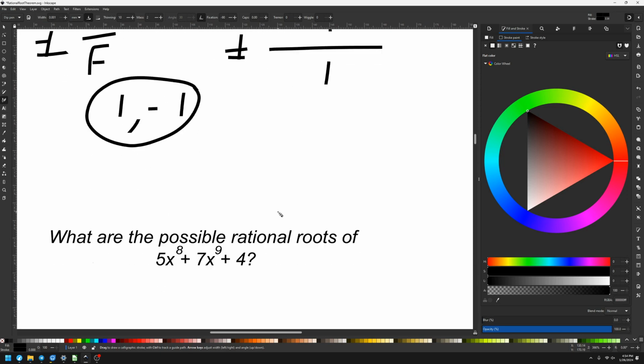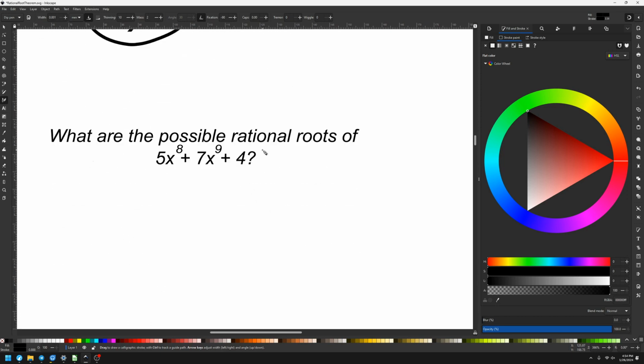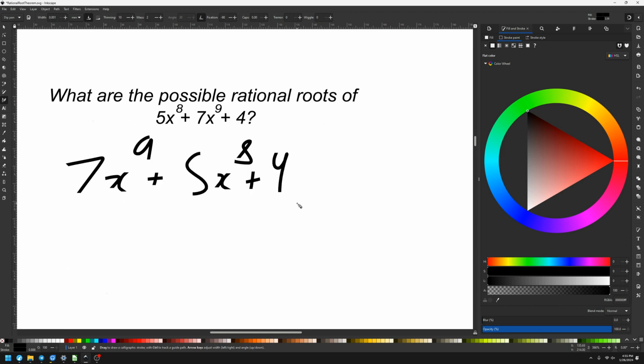Okay, next problem. What are the possible rational roots of 5x to the 8th plus 7x to the 9th plus 4? Okay, in this problem, this is not in standard form because the exponents are not decreasing. So let's write it in standard form: 7x to the 9th plus 5x to the 8th plus 4. Okay, let's write the factors of the last coefficient, which is the constant. And if there is no constant, then it's just 0.